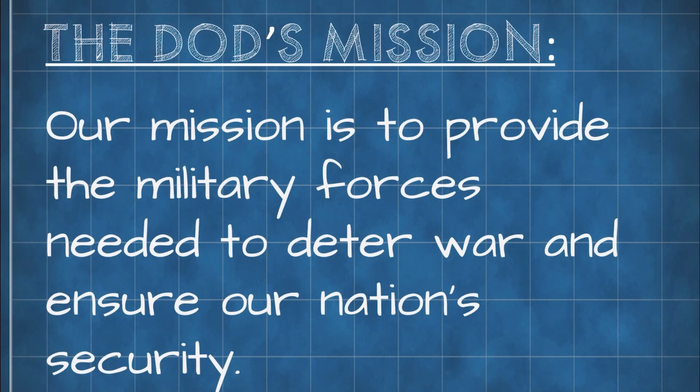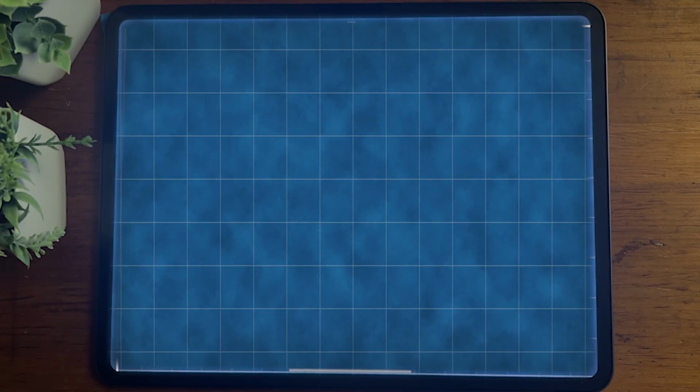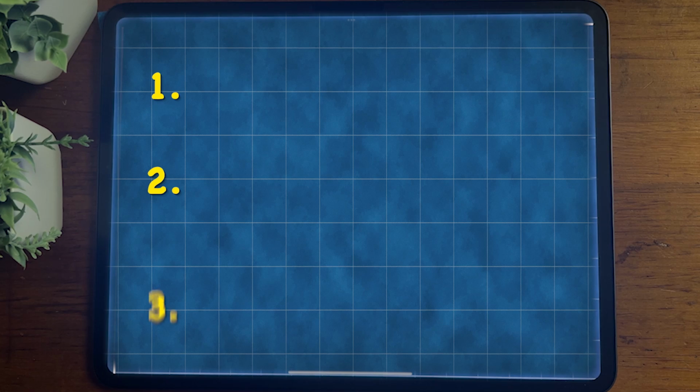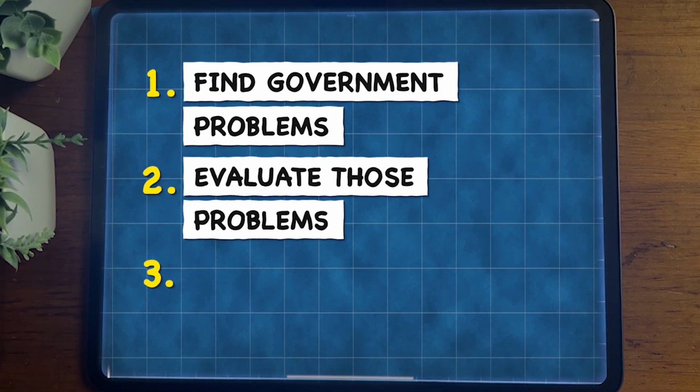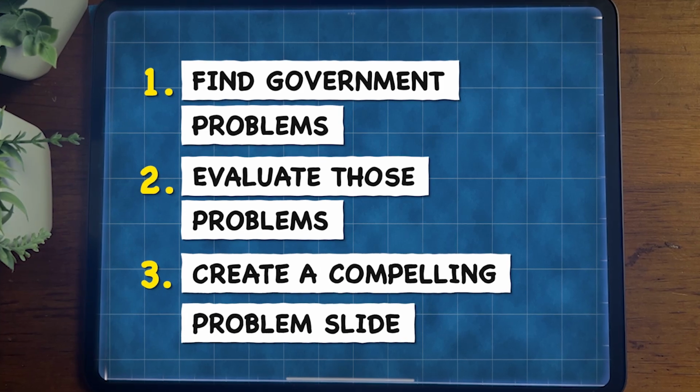But finding, evaluating, and validating federal market problems is tricky because while the government has big missions and needs a lot of help, only some of those missions and needs are defined enough to support a venture-backable business. So in this video, I'm going to share my 3-part framework to find government problems, evaluate whether a problem can support a startup, and turn your analysis into a compelling problem slide.